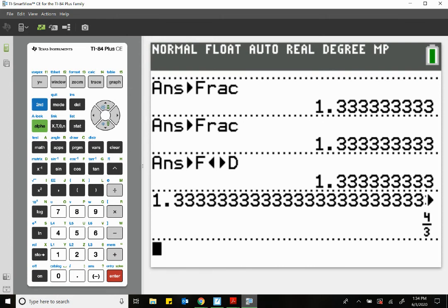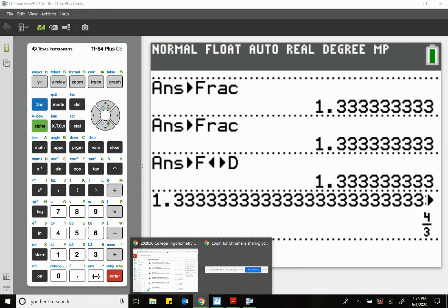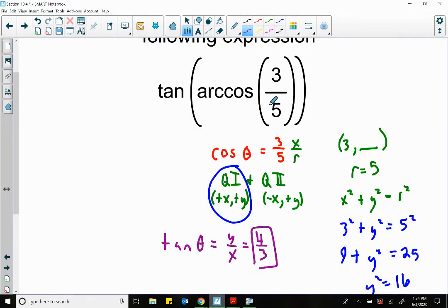But that's really the math that was going on behind it. They were giving you how to find x and r here. And then once you knew what y was, based off of the arc cosine, you can find tangent.